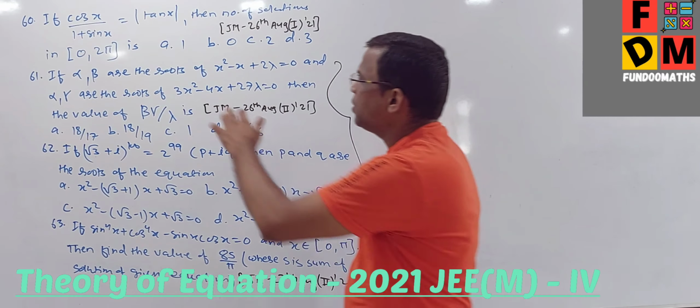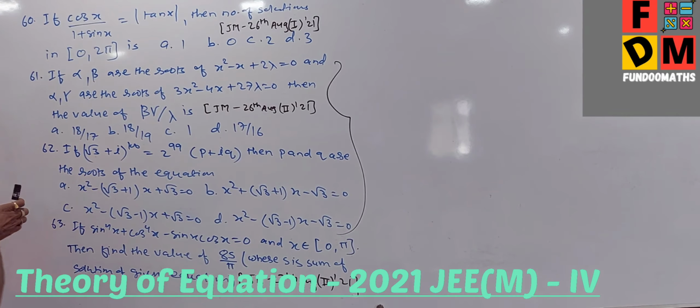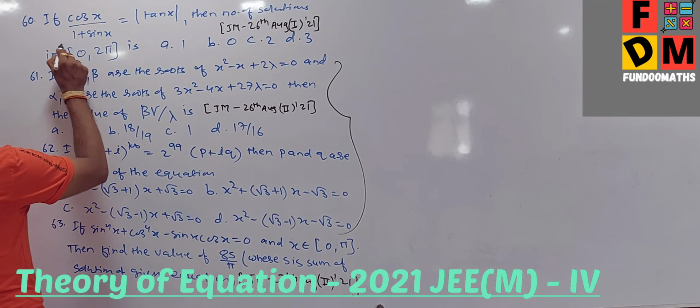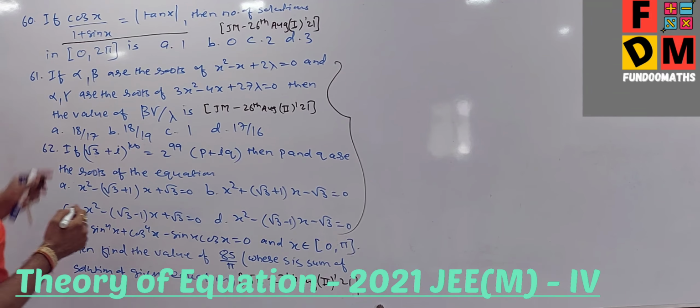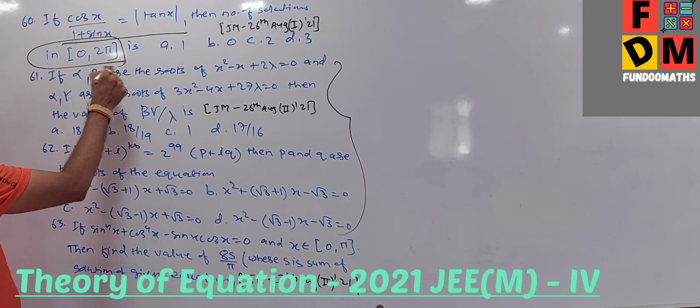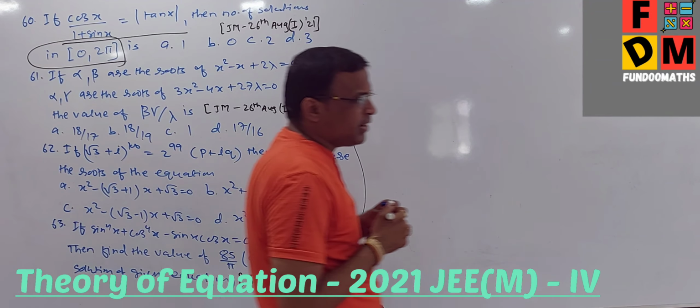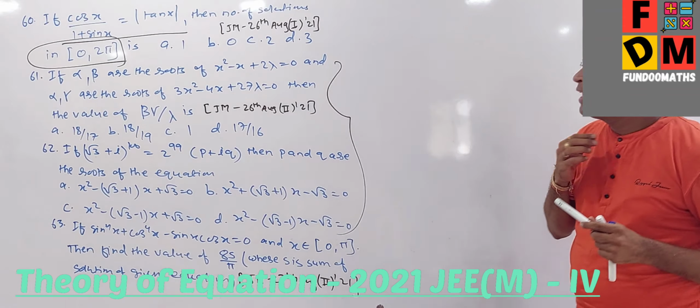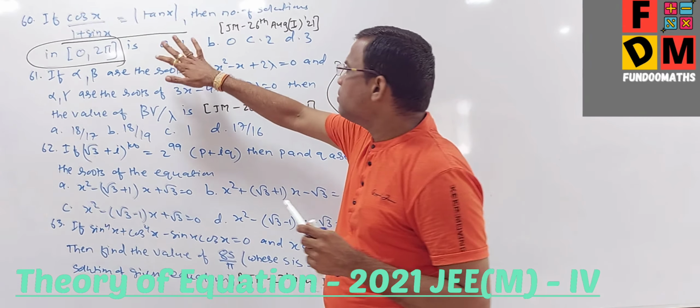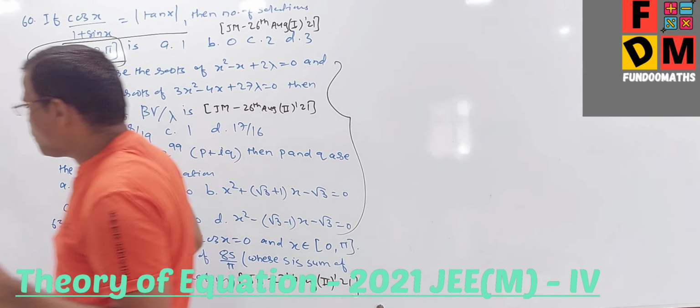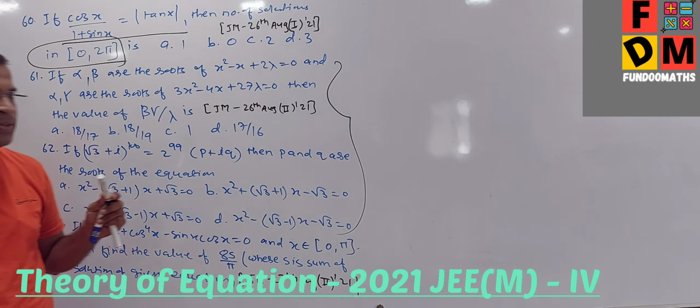The first question is: if cos x upon 1 plus sin x is equal to mod tan x, then find the number of solutions in the first 4 quadrants, 0 to 2 pi. So make a note that they are asking the number of solutions, and it is mod tan x, and first 4 quadrants. One common mistake which students make here is this.